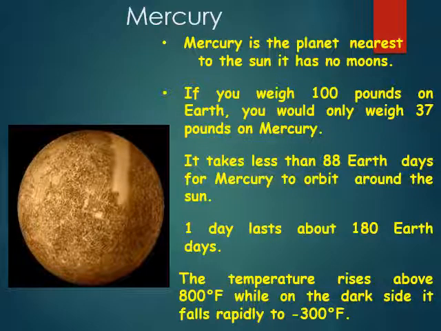Mercury. Mercury is the planet nearest to the Sun. It has no moon. If you weigh 100 pounds on Earth, you will weigh only 37 pounds on Mercury. It takes less than 88 Earth days for Mercury to orbit around the Sun. One day lasts about 180 Earth days. The temperature rises above 800 degrees Fahrenheit, while on the dark side it falls rapidly to minus 300 degrees Fahrenheit.